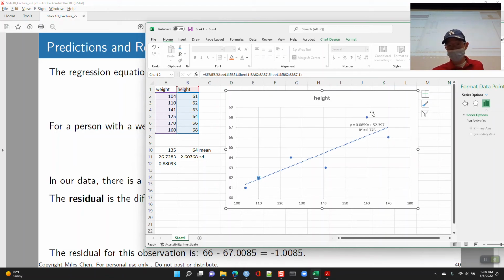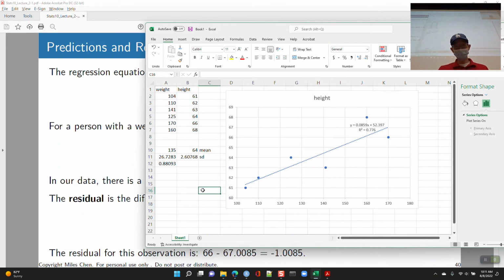This one, we've got a residual of around 2. The actual value is 68. We're predicting something around 66. So we have a residual of around 2. Over here, we have residuals that are pretty small, like 0.1 or 0.05 or something.